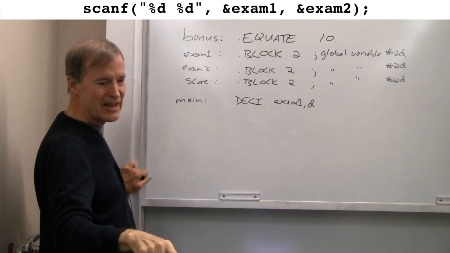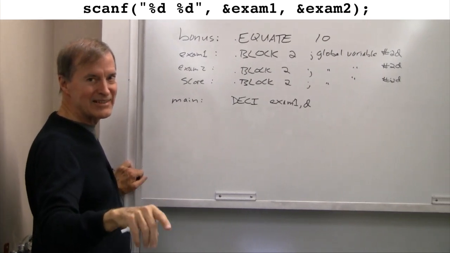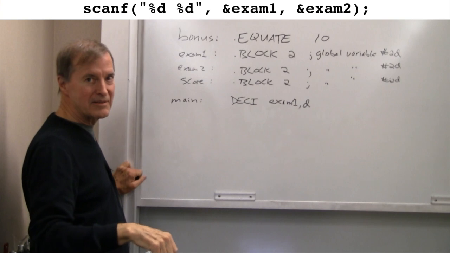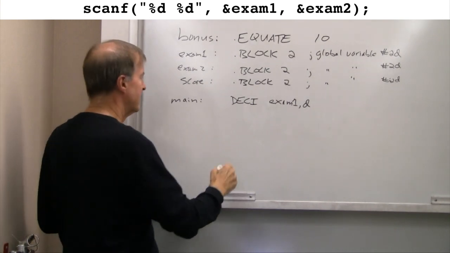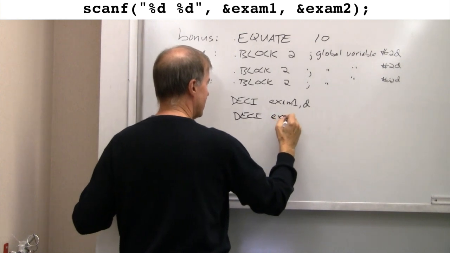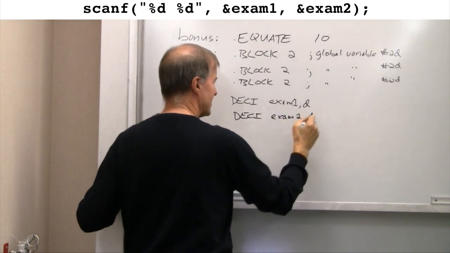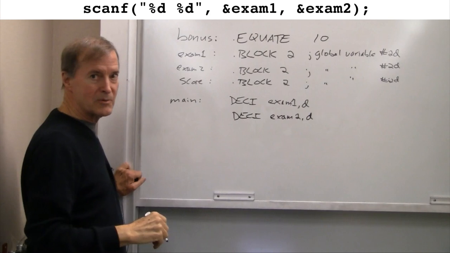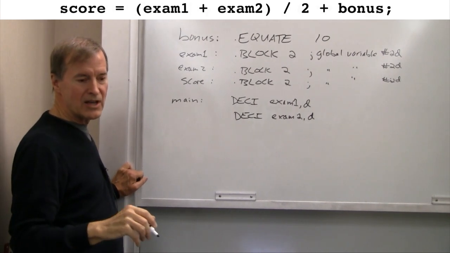Next. How do we do the scanf into exam 2? DECI, exam 2, comma D. Is everybody good? Is everybody clear on that? Okay, so now what's the next one?